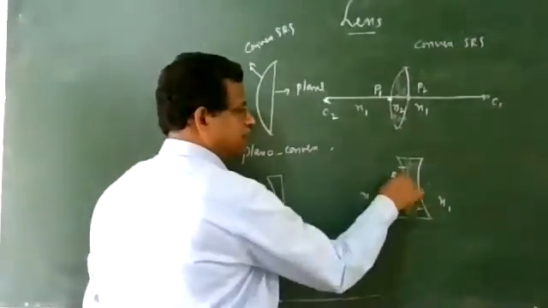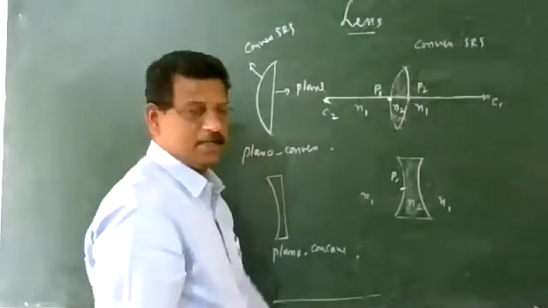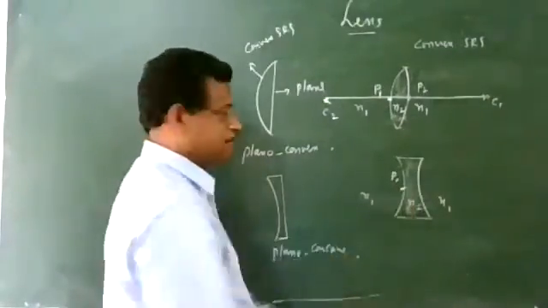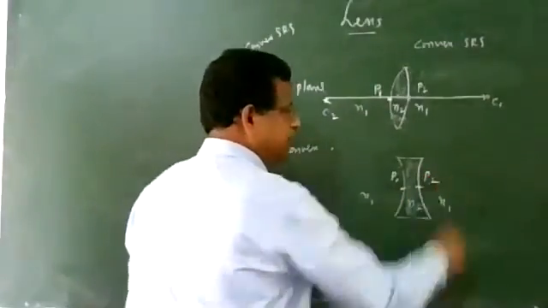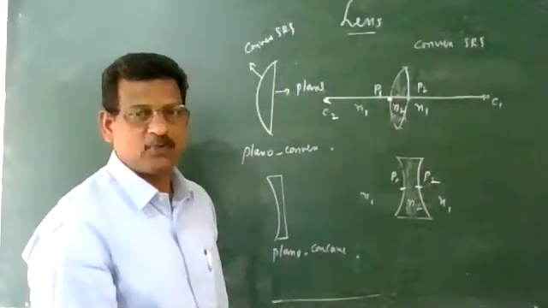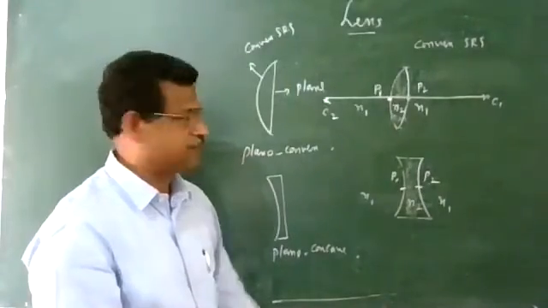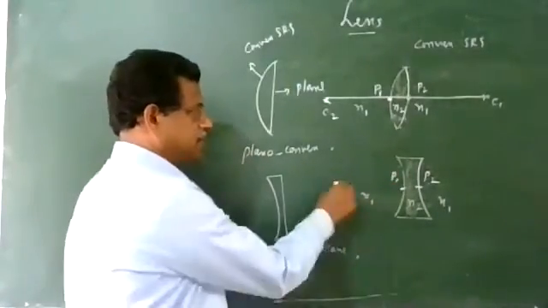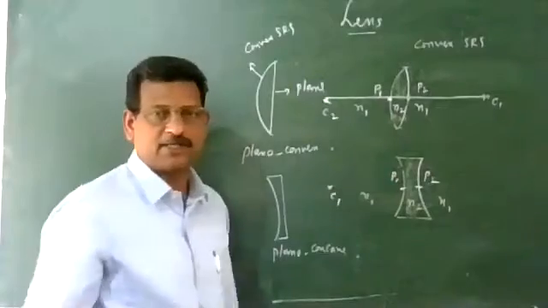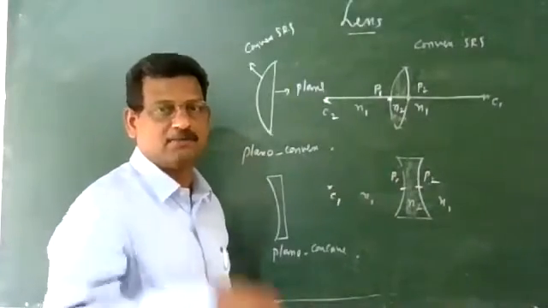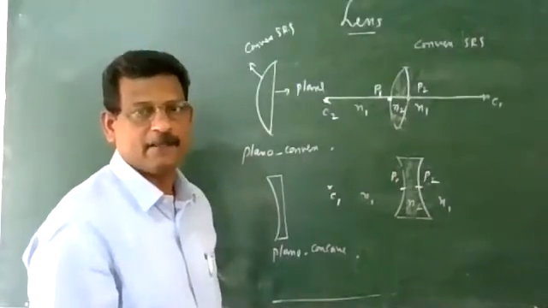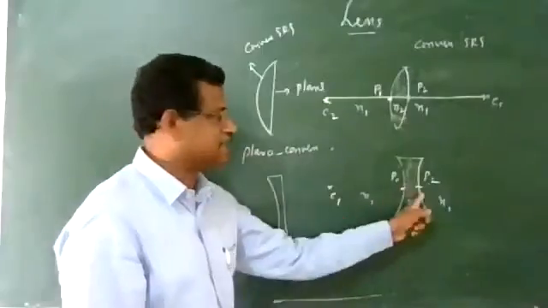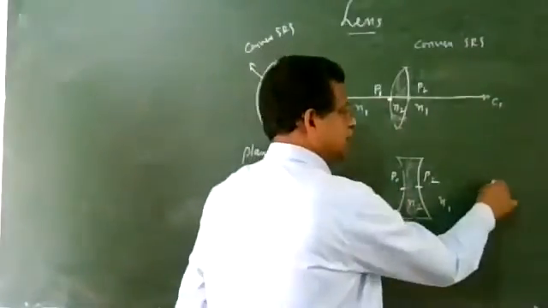First surface P1, the first SRS is here, and second P2. So in this case, where will be the center of curvature of the first concave surface? Its center of curvature C1 is on the left side. The locations of C1 and C2 are important because of the relation we are going to make. C1 on the left side and the second surface's C2 is on the right side.